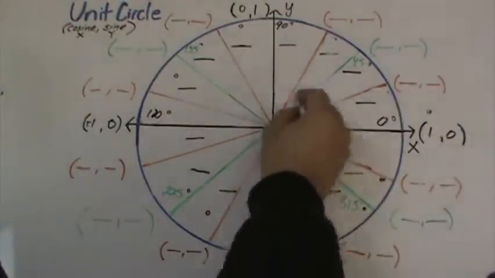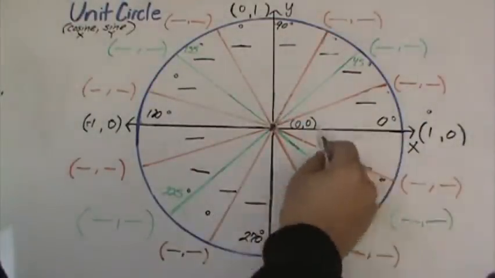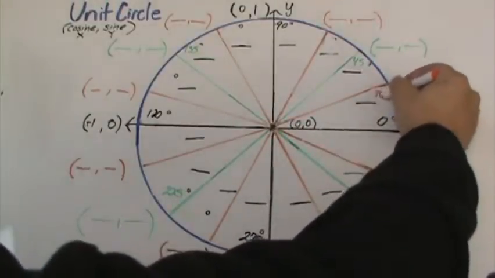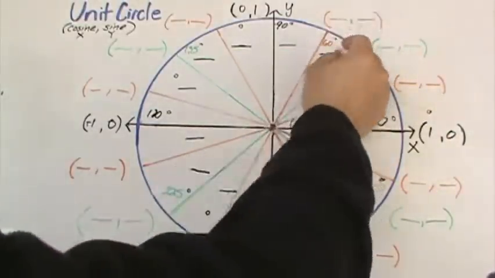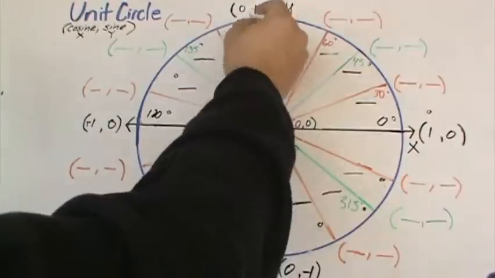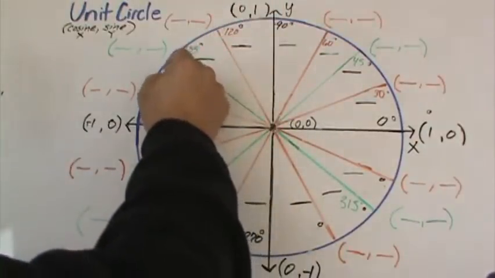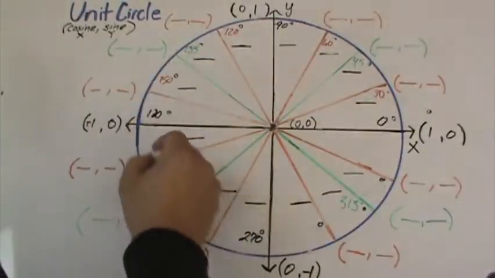Now let's focus on the orange lines. So the orange lines are actually 30-degree angles. So we'll start off with 30 degrees, move up to 60 degrees. If you add 30 to 60, you'll be at 90. Add another 30, you'll be at 120. Then you add another 30, you'll be at 150.